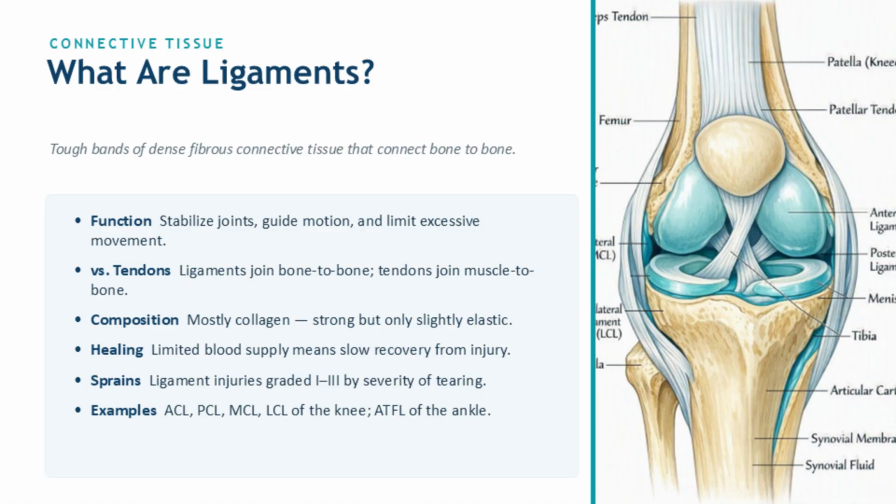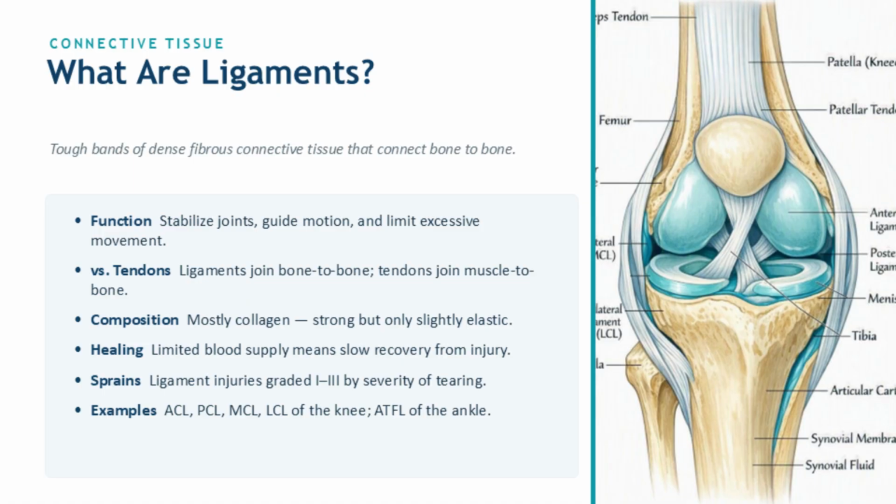Ligaments. Ligaments are strong bands of connective tissue that connect bone to bone. Their primary function is to stabilize joints while guiding movement and preventing excessive motion that could result in injury. Unlike muscles, ligaments do not actively create movement. Instead, they act as passive stabilizers. They help maintain proper alignment and provide structural support throughout the body.